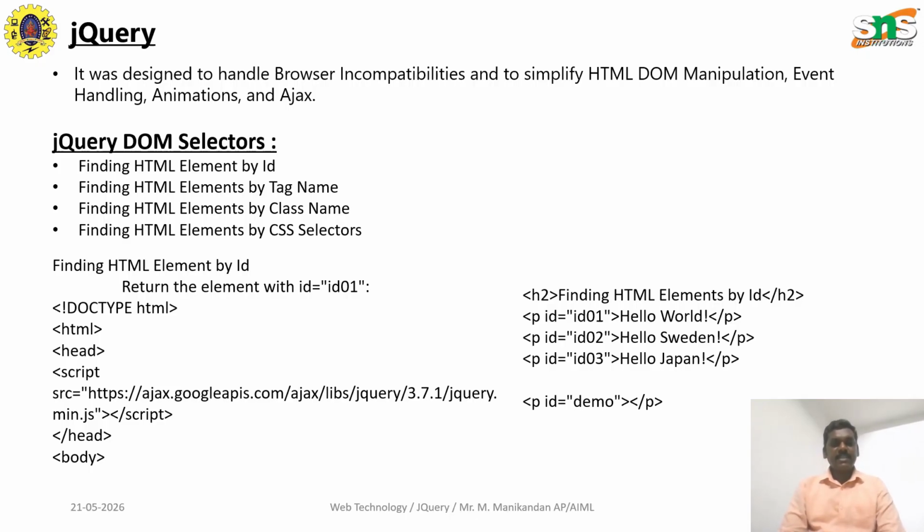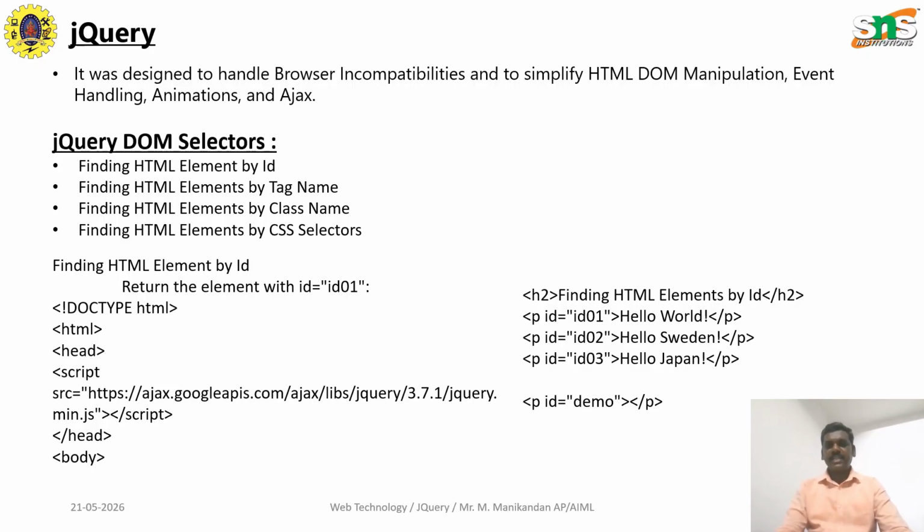First one, finding HTML element by ID. It returns the element with the ID. For example, we have created an HTML document with a heading H2, Find HTML element by ID. Then we have three paragraph tags, each with different content. The first P tag has hello world, the second one hello Sweden, and the third hello Japan.